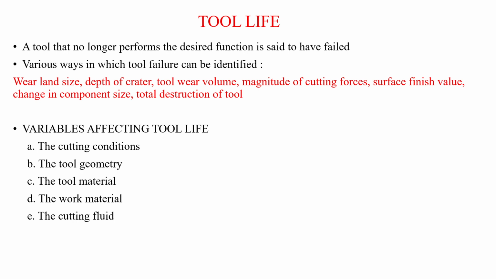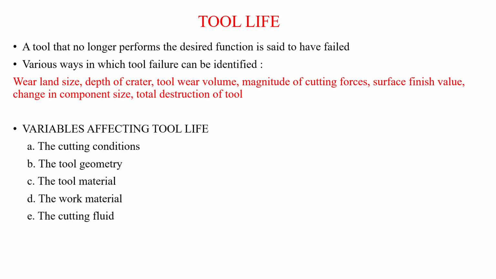Then there are different ways in which the tool failure can be identified. How? The wear land size, the depth of the crater, the tool wear volume, the magnitude of the cutting forces, the surface finish value, the change in the component size, the total destruction of the tool. These are the various factors by which we can judge the tool life.